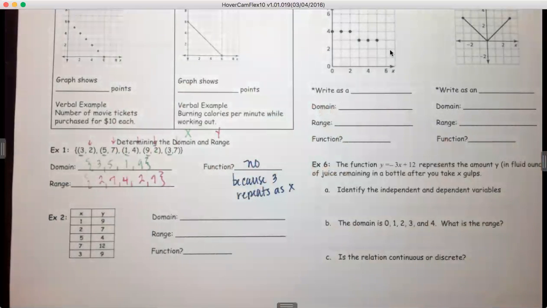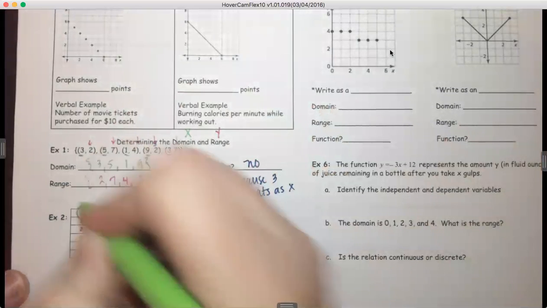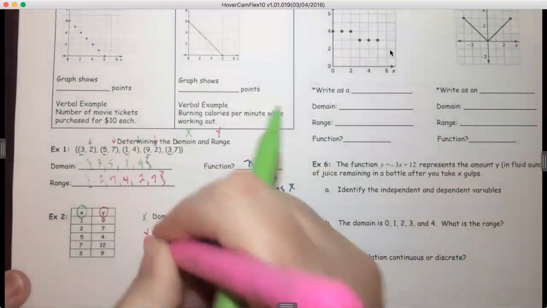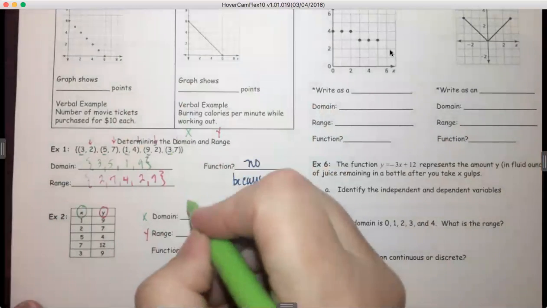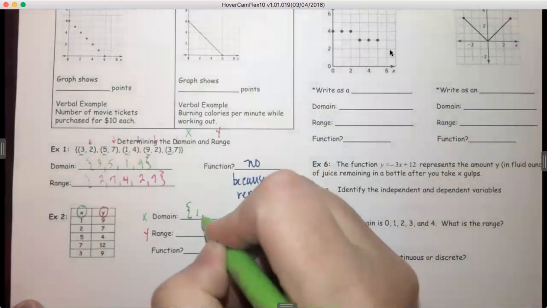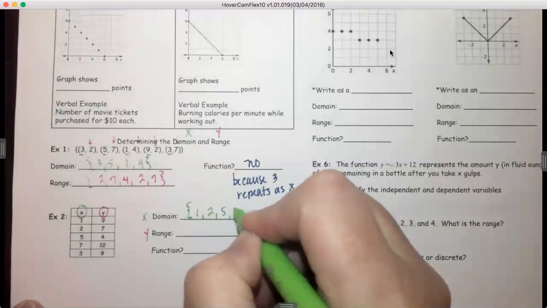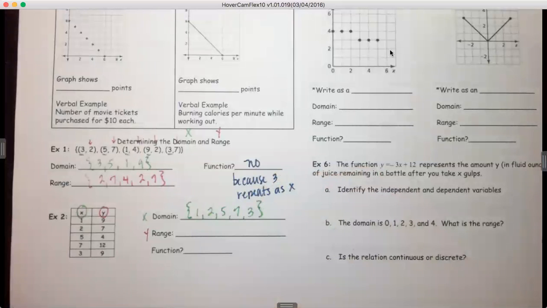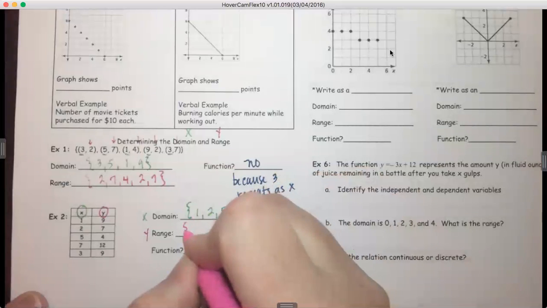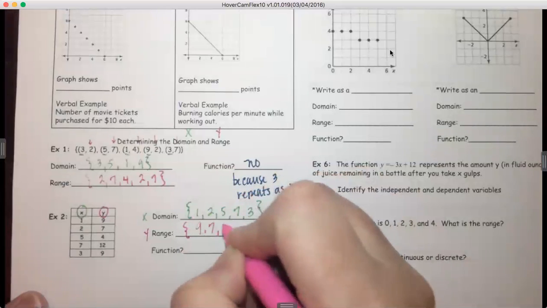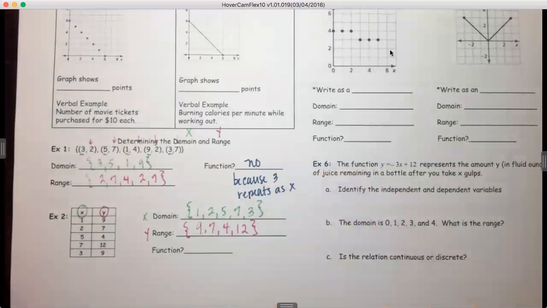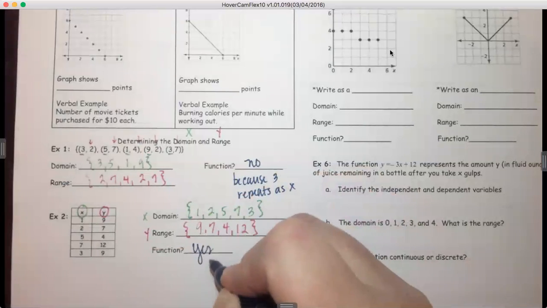Okay, here's your x for domain, and here's your y for range. So I'm just going to list them. 1, 2, 5, 7, 3. Nine, 7, 4, 12, and 9 I don't need to do. All my x's are different, so yes, it is a function.